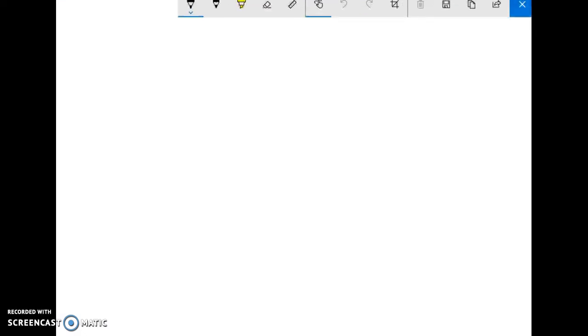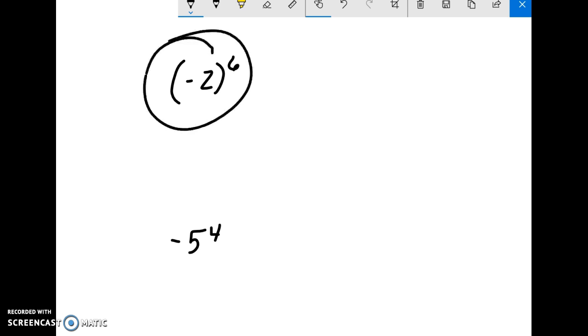So today we had two problems. We had (-2) to the 6th power and a negative and then 5 to the 4th power. So what you want to see is that this is the entire thing. Actually, let me highlight what's the entire thing inside the parentheses. That's what's being raised to the power of 6.